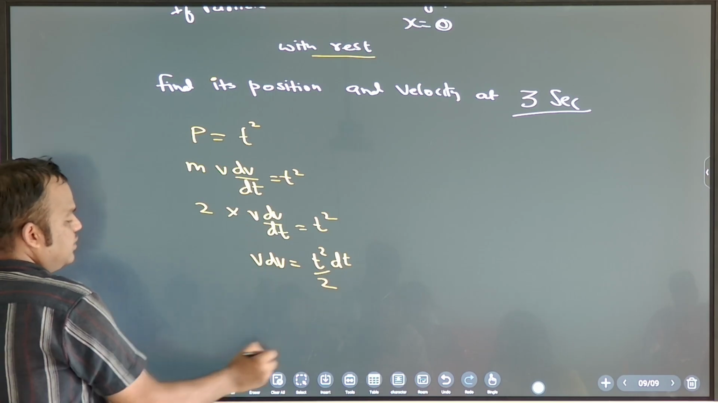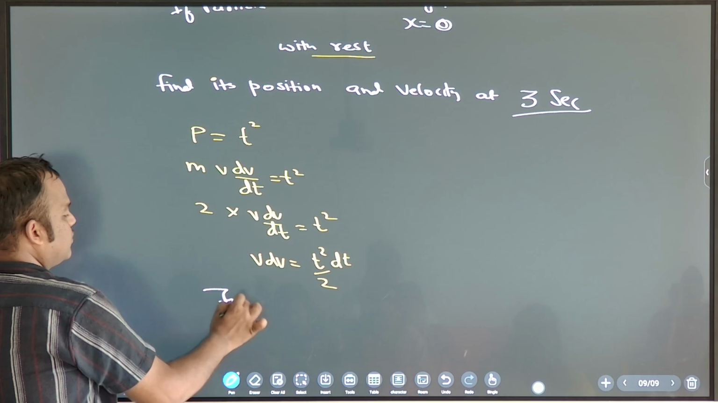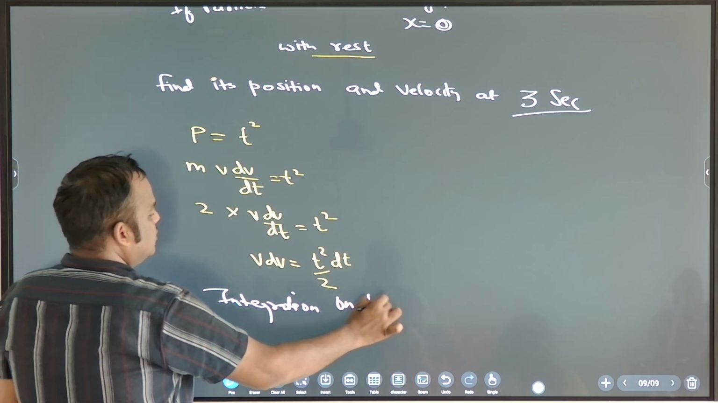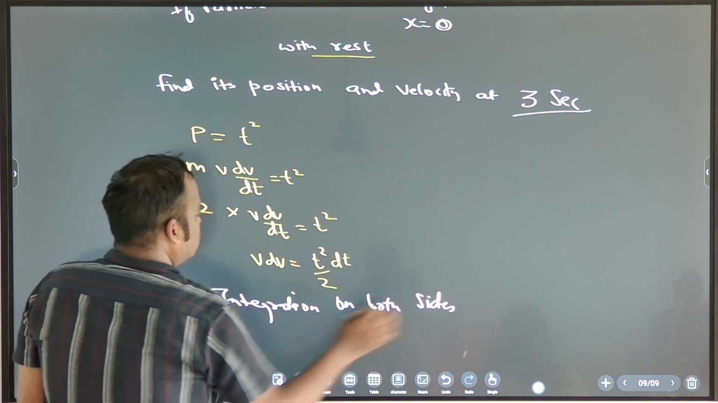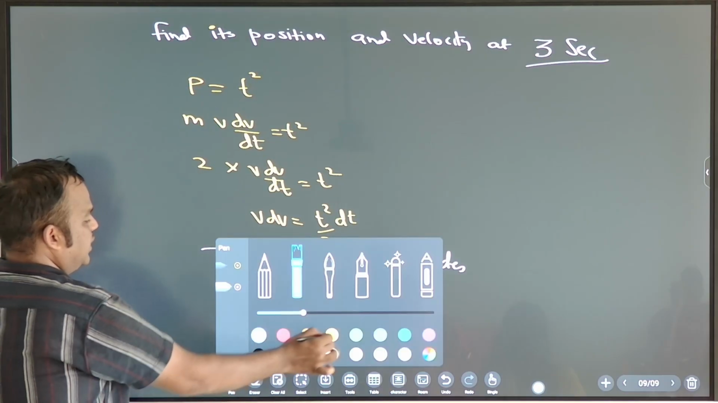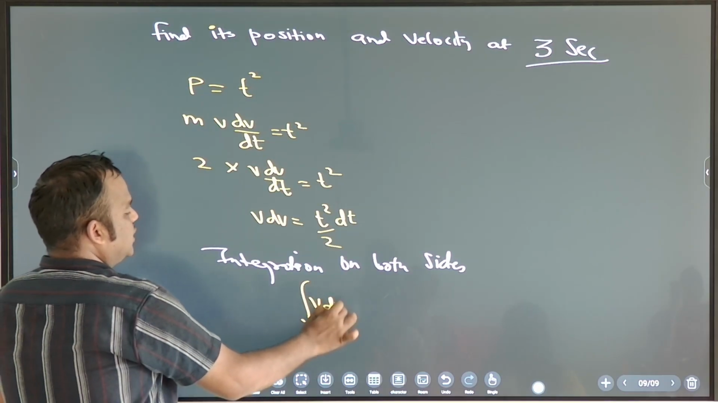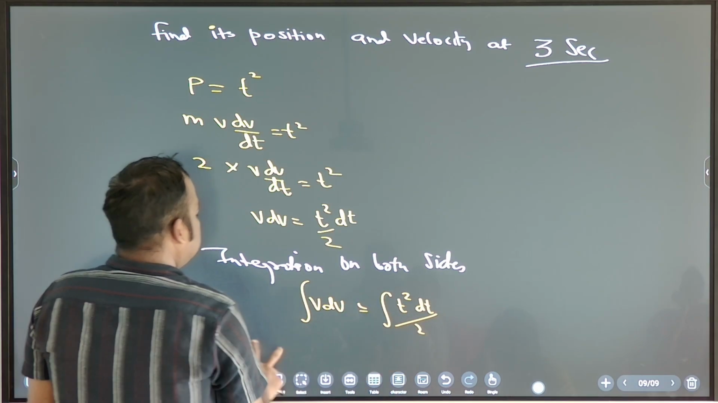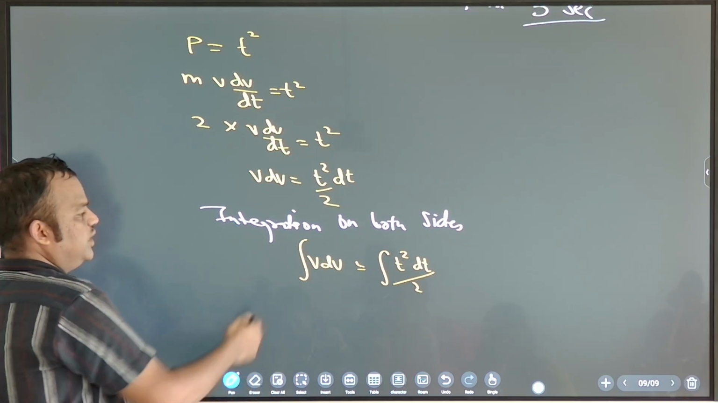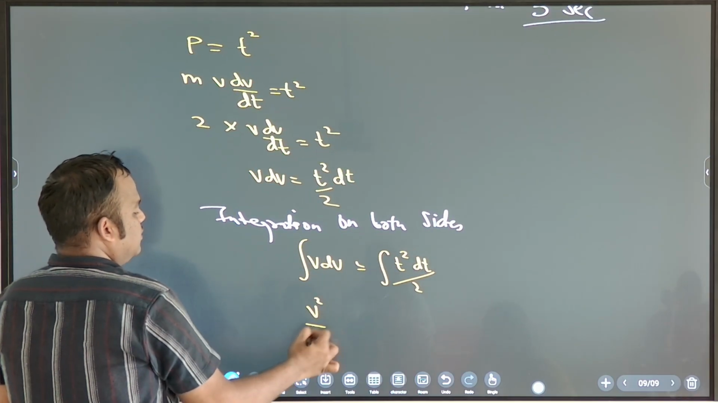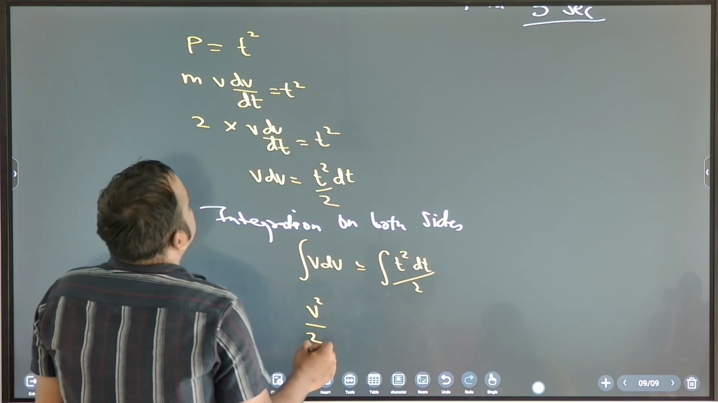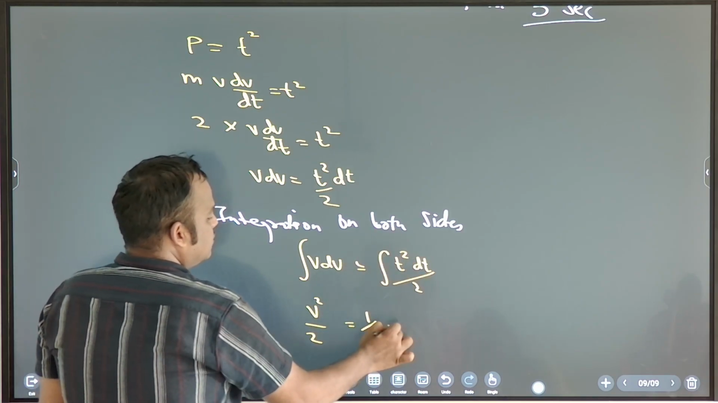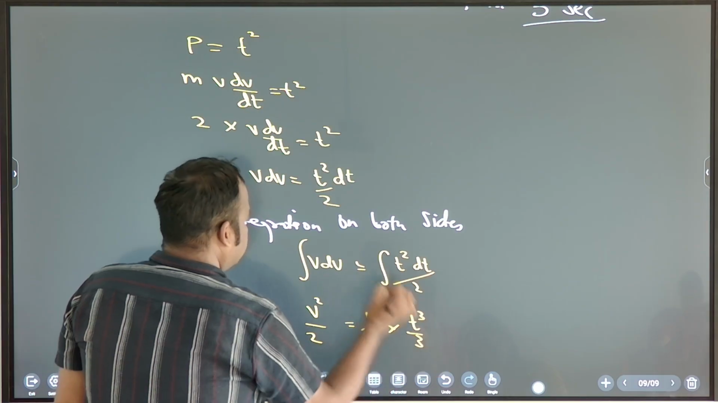Now integrate. You have to do integration on both sides. Integration of v dv is integration of t square dt by 2. So the integration of v dv is v square by 2. Then on the right side, t square dt, what is the integration? t cube by 3.